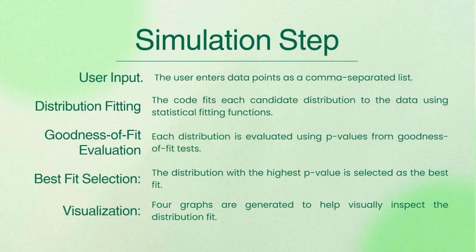So first we have this user input. So the user enters the data points as a comma-separated list. Next is distribution fitting. So the code fits each candidate distribution to the data using statistical fitting functions. And the third one is the goodness of fit evaluation. So each distribution is evaluated using p-values from goodness of fit tests. Next is the best fit selection. So the distribution with the highest p-value is selected as the best fit.